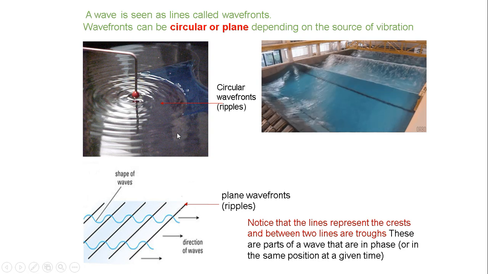But this one is like a circular pattern, right? When you drop something in water, it forms circular bands. So that's the circular wave front. But this one that is a straight pattern, we call it a plane wave front. This is something that is creating the wave. It has to vibrate. See the vibration here? Otherwise the water wave will not be produced.